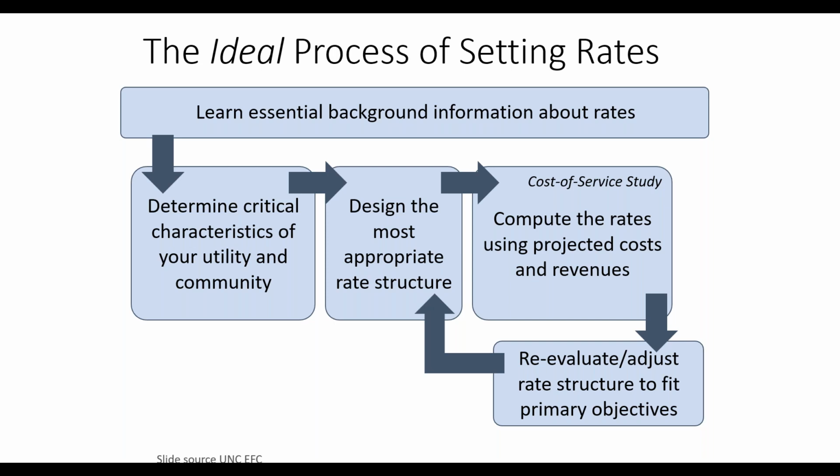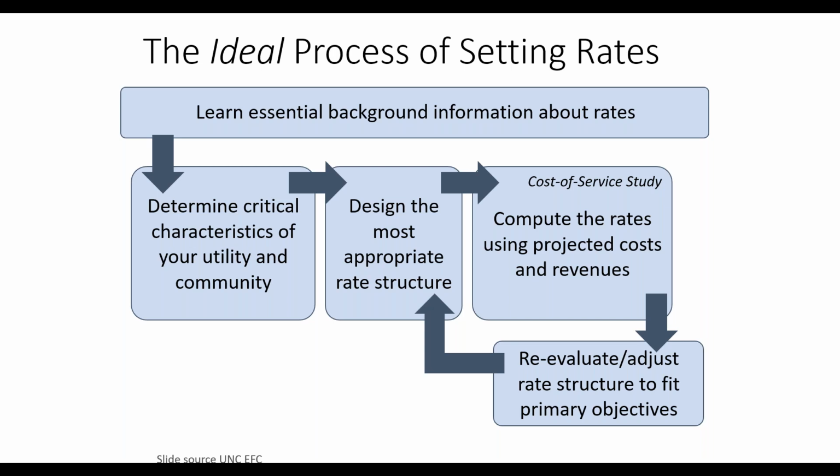So I did kind of stick the word ideal in there, right? So we want to look at the characteristics of our community. So we want to have background on rates, and we want to look at our unique characteristics in the community that we're dealing with. And then we want to come up with a rate structure that seems most appropriate. We'll calculate the rates, we'll do projections to make sure that the rates are giving us the revenue that we need going forward, whether it's 5 years, 10 years, or 20 years.